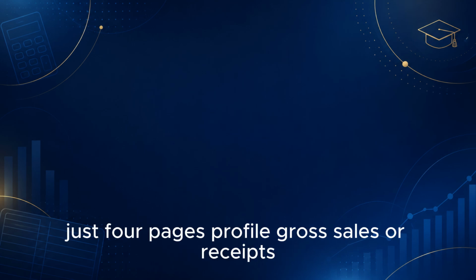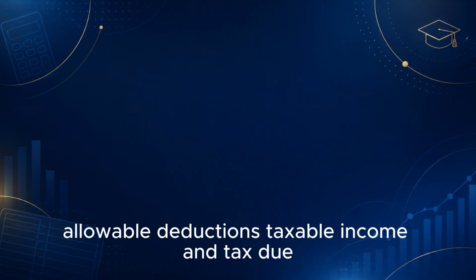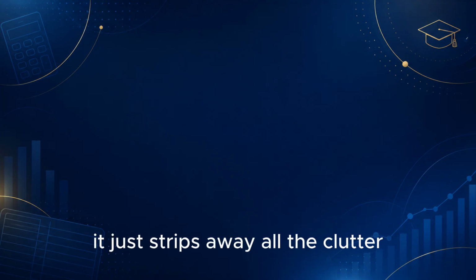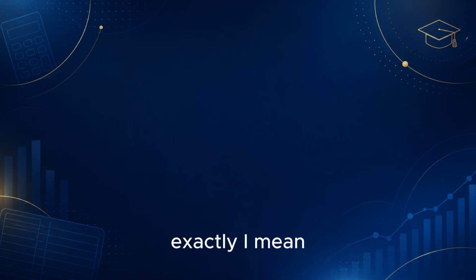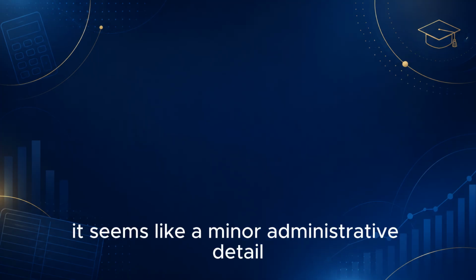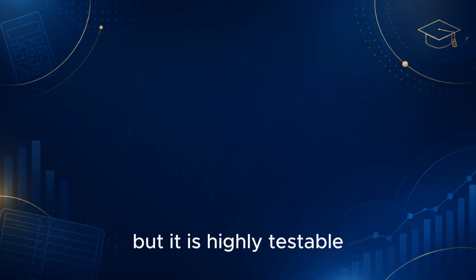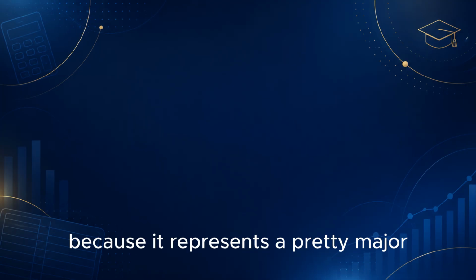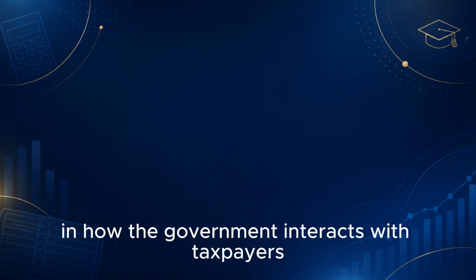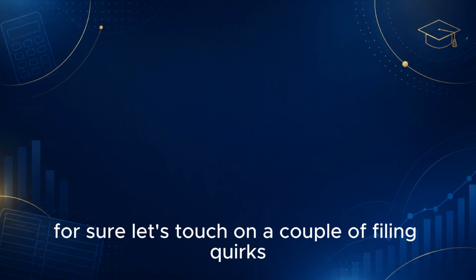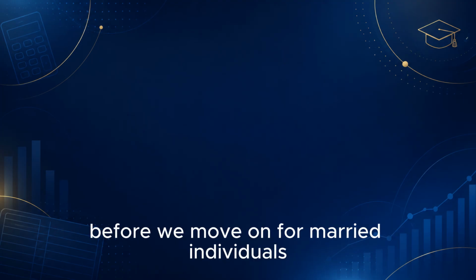Just 4 pages. Profile, gross sales or receipts, allowable deductions, taxable income, and tax due. It just strips away all the clutter. Exactly. I mean, it seems like a minor administrative detail, but it is highly testable because it represents a pretty major legislative shift in how the government interacts with taxpayers.